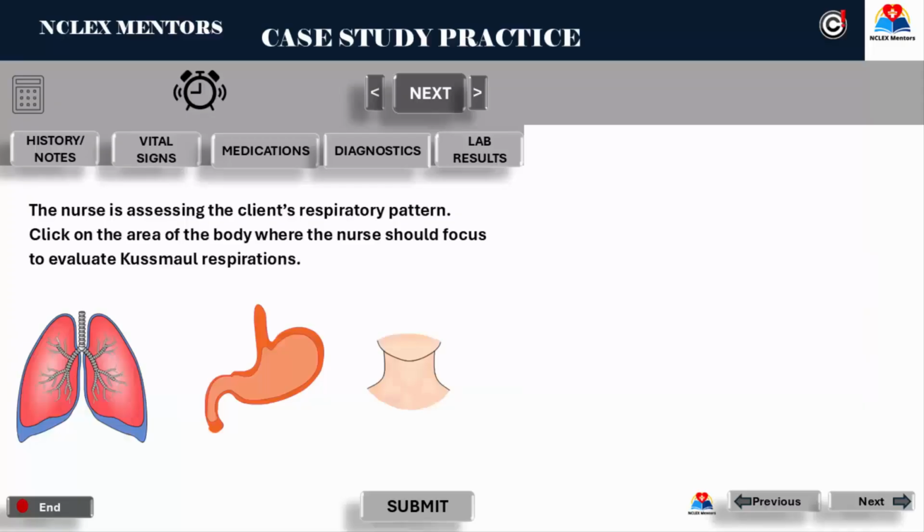Question 5. Take action. The nurse is assessing the client's respiratory pattern. Click on the area of the body where the nurse should focus to evaluate Kussmaul respirations. Choices: chest, abdomen, neck. Think about this.